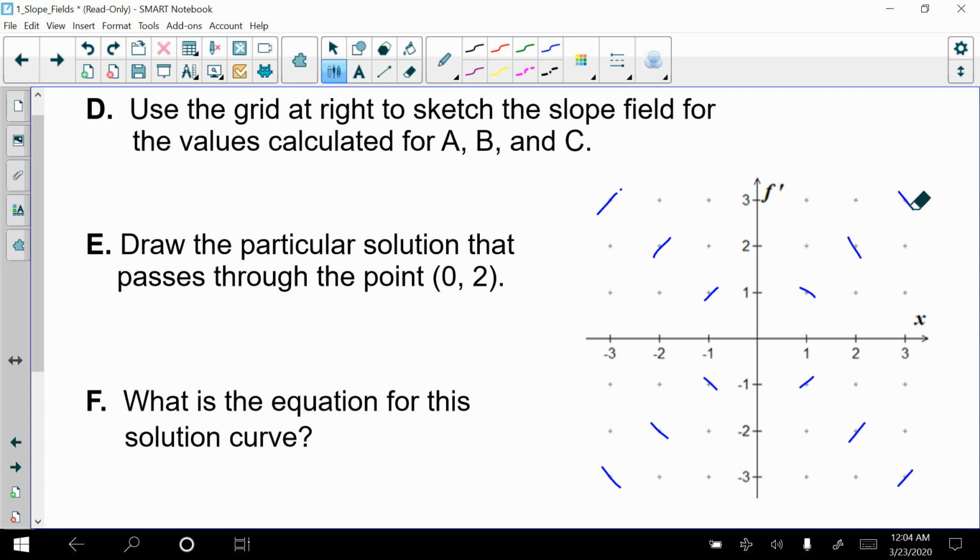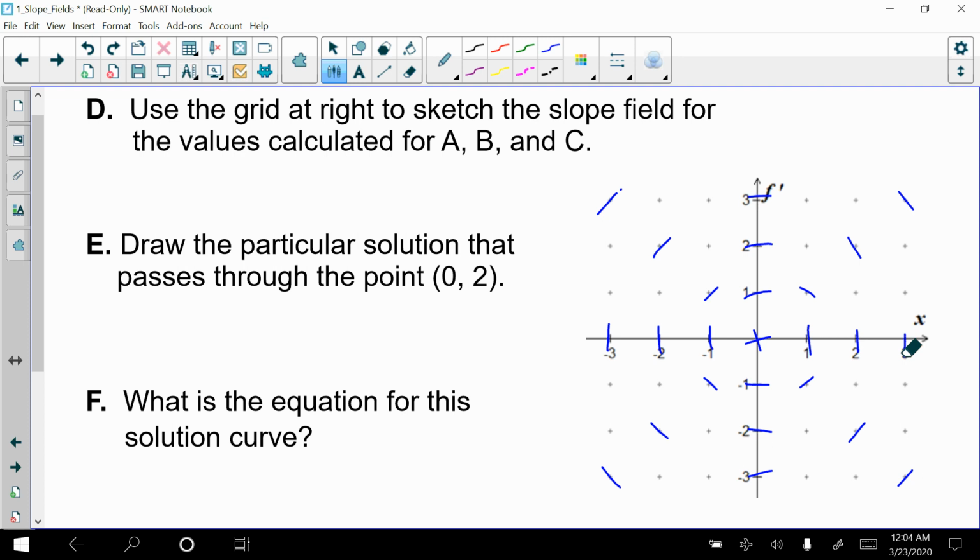You can kind of see that anywhere x is 0 as the numerator, we're going to have a slope of 0. So anywhere x is 0, I can put a horizontal line. And anywhere y is 0, that's going to give me something undefined, so I can put a vertical line anywhere y is 0. So that would be the x-axis there.